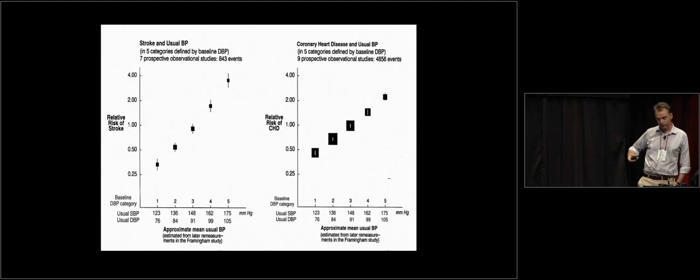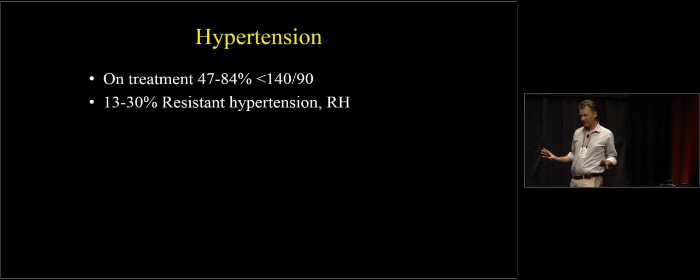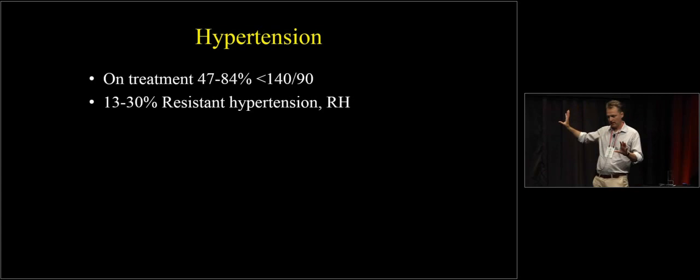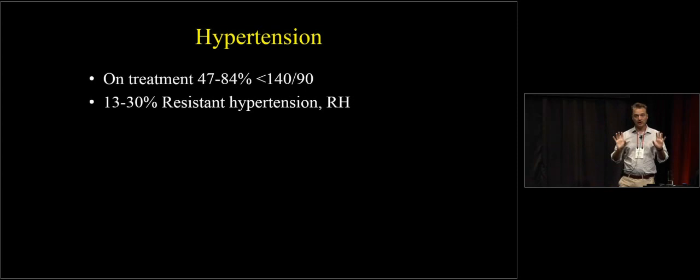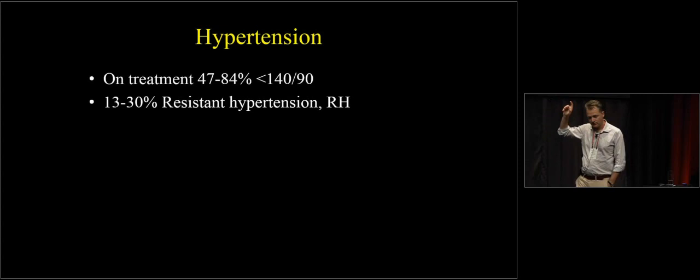The bad news, though, from a lot of epidemiology is that we do it quite badly. So if patients are diagnosed with hypertension, and that's a whole other story, actually, there's a lot of people walking around with high blood pressures that don't know it, but of the people that have been diagnosed as having hypertension and commenced on treatment, some studies have shown that they're only managed to target in about 50% of cases.